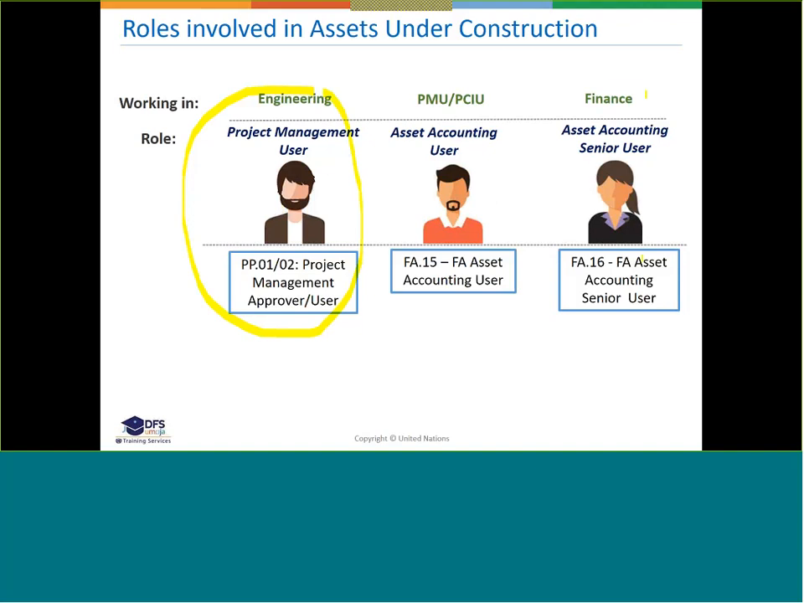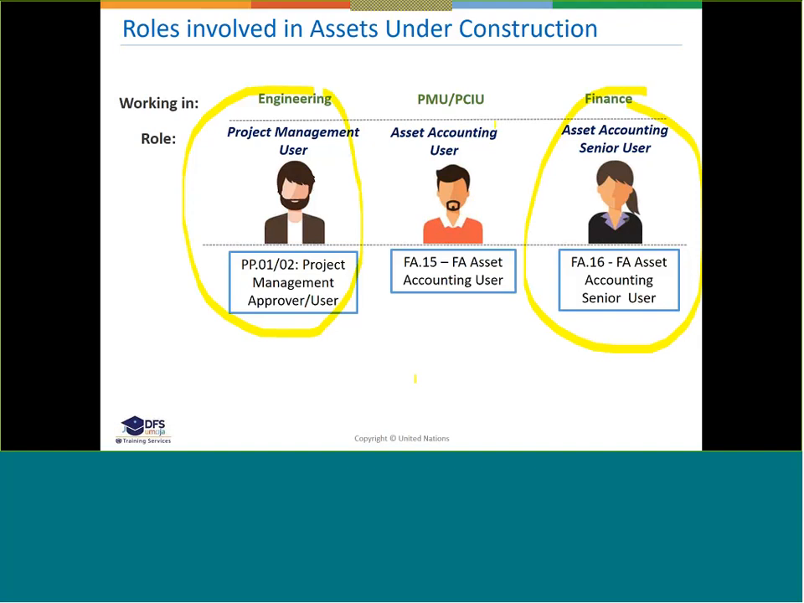We have finance, where one of your main responsibilities as FA16 is to settle the costs to the AUC and to the final asset. So it's doing the monthly settlement. Settlement means that it's actually bringing, let's say, capitalizing expenses that were already incurred. So it's actually the process of the settlement.